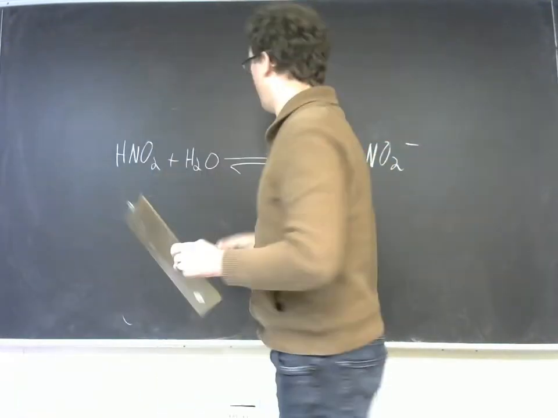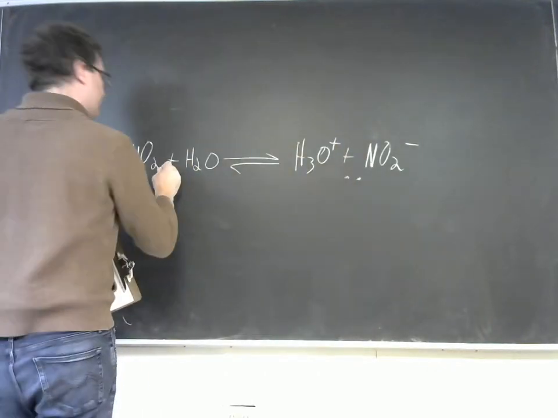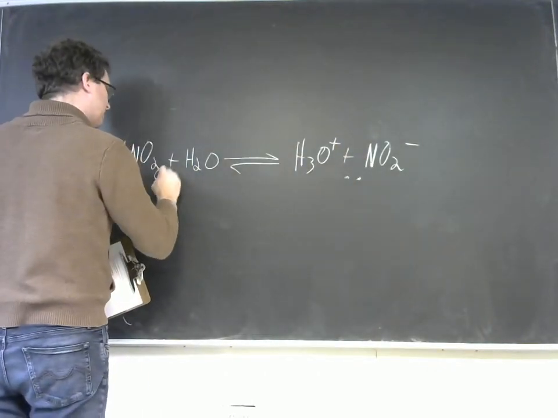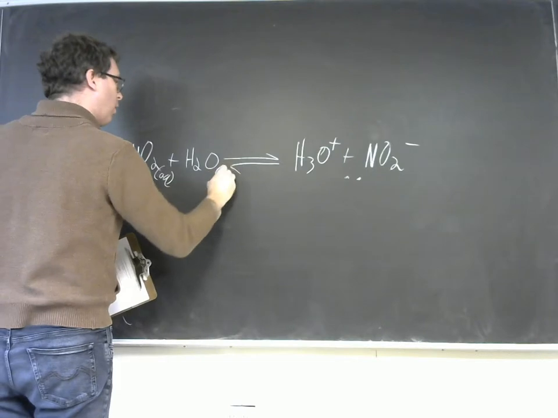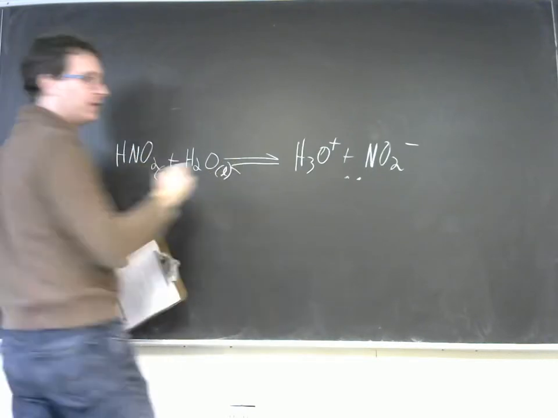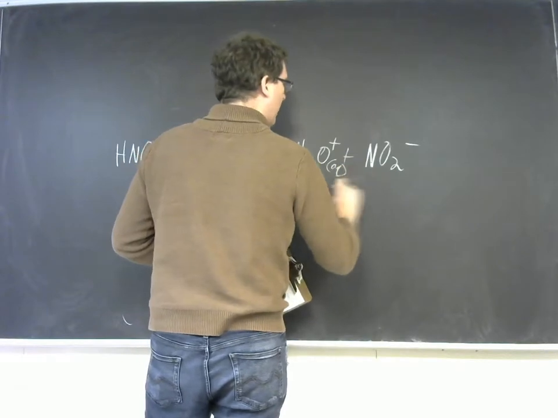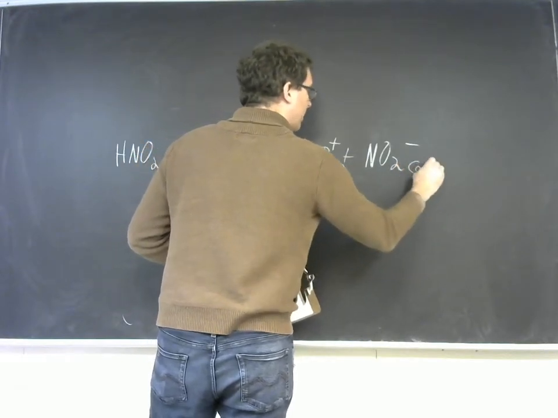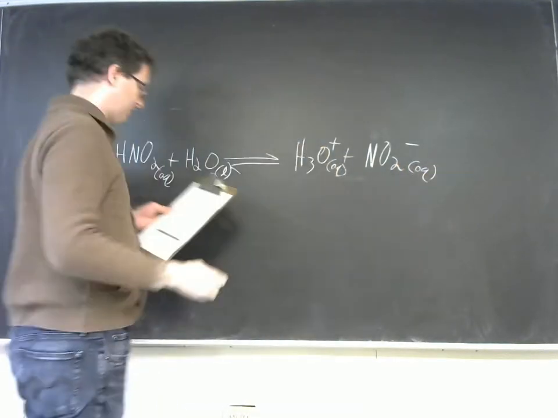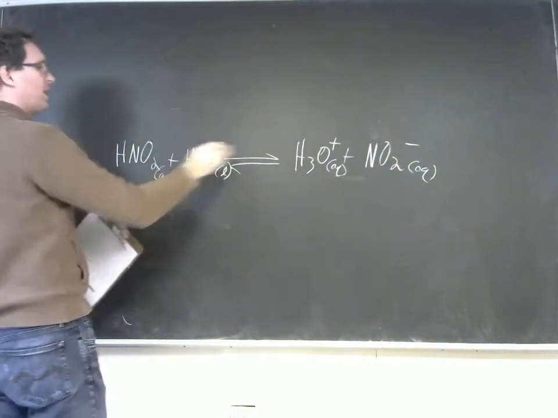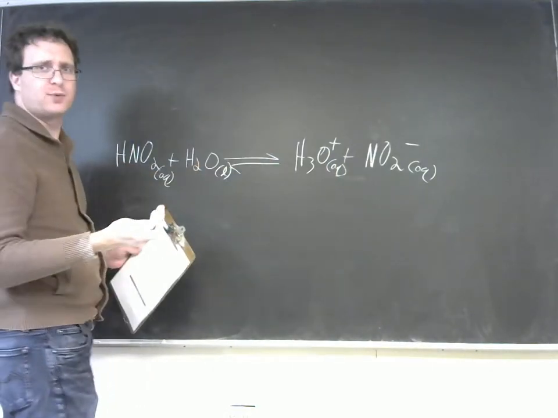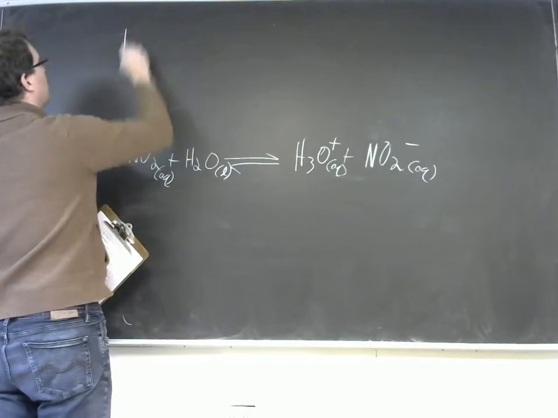And I should add the phases. So nitrous acid is aqueous. Water itself is liquid. Hydronium ion is aqueous. And the nitrite ion is aqueous. And so because this is an equilibrium reaction, we can talk about its equilibrium constant.